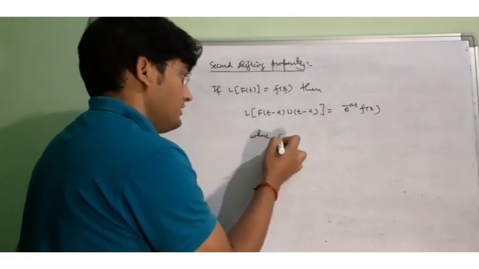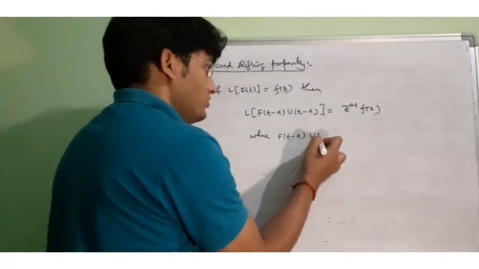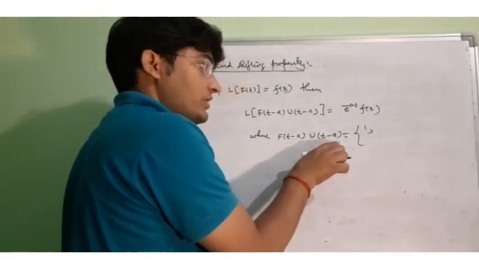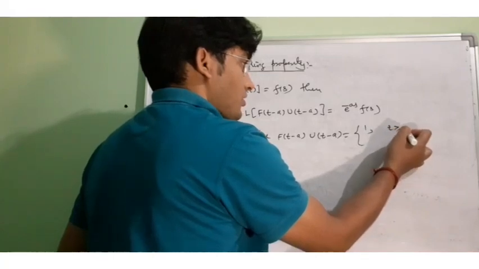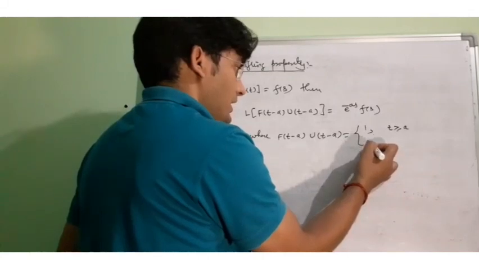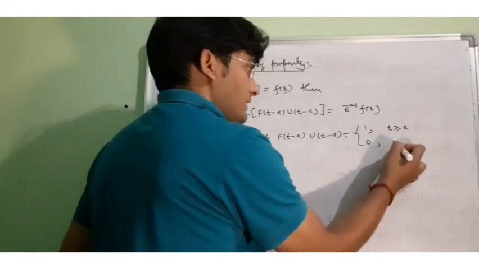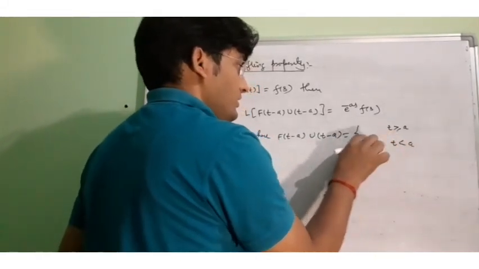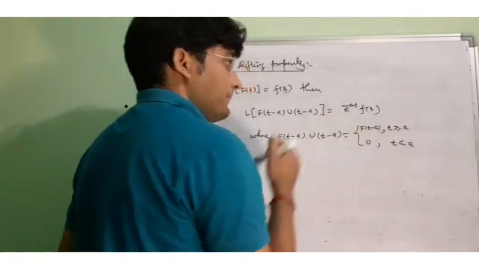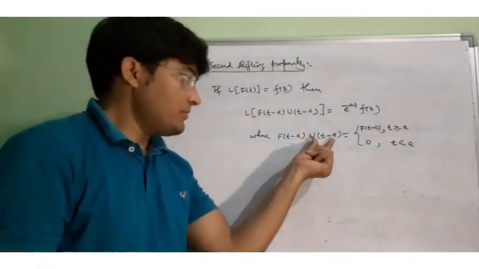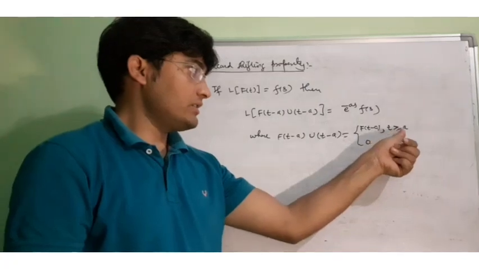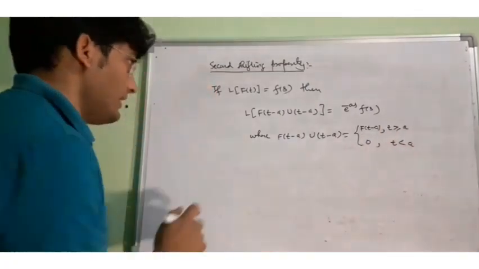Here f(t minus a) into u(t minus a) will be equal to f(t minus a), because u(t minus a) is 1 when t is greater than or equal to a, and it was 0 when t is less than a. So as u(t minus a) was 1, this will be f(t minus a) when t is greater than or equal to a, and it is 0 when t is less than a.